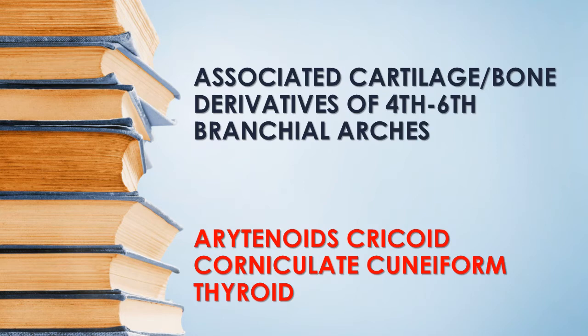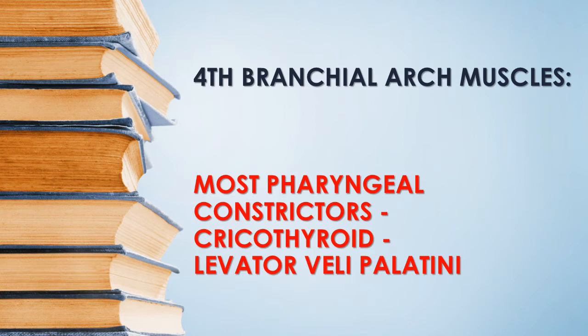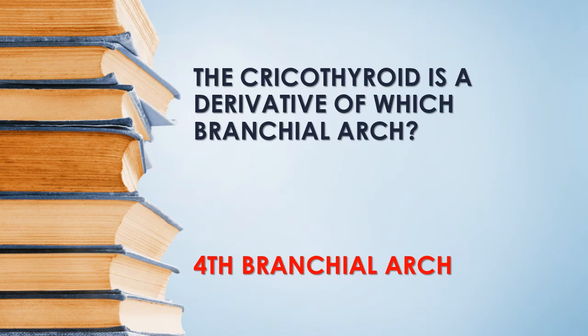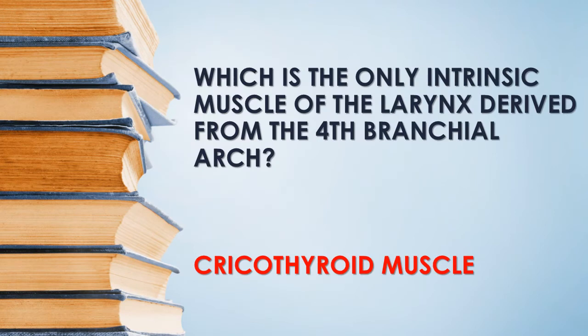Associated cartilage, bone derivatives of 4th and 6th bronchial arches: arytenoids, cricoid, corniculate, cuneiform, thyroid. 4th bronchial arch muscles: most pharyngeal constrictors, cricothyroid, levator veli palatini. The cricothyroid is a derivative of which bronchial arch? 4th bronchial arch. Which is the only intrinsic muscle of the larynx derived from the 4th bronchial arch? Cricothyroid muscle.